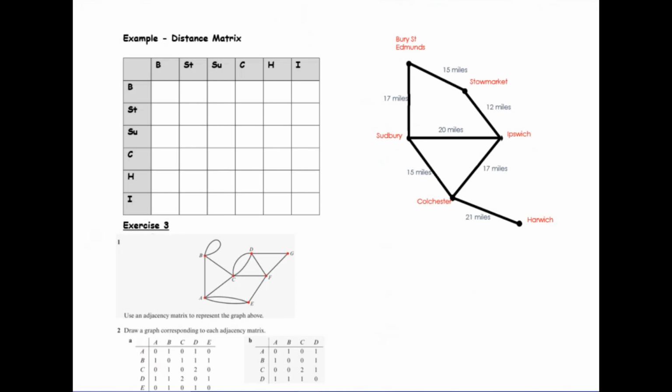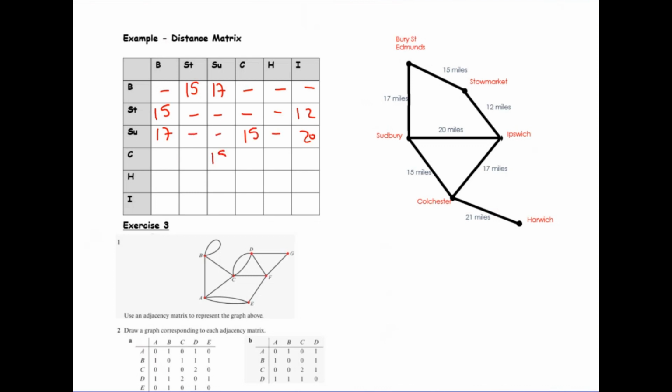We can finally do this if we have weights on our graph. So very quickly, Bury St Edmunds is 15 miles from Stowmarket, and it's 17 miles from Sudbury, and that's it. Stowmarket is 15 miles from Bury St Edmunds and 12 miles from Ipswich, and that's it. Sudbury is 17 miles away from Bury St Edmunds, 20 miles away from Ipswich, and 15 miles away from Colchester.